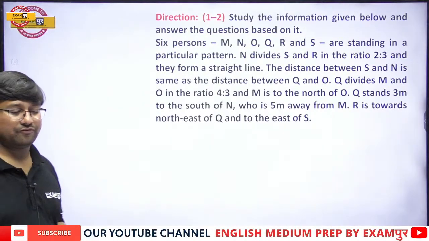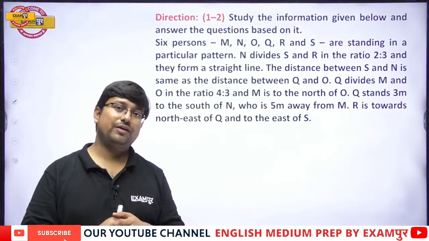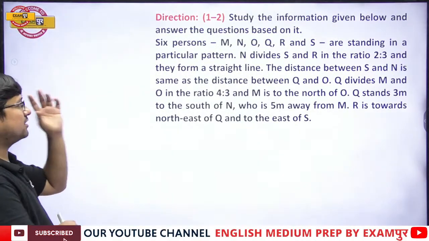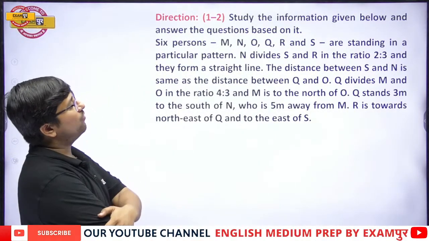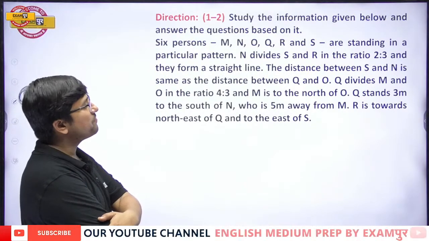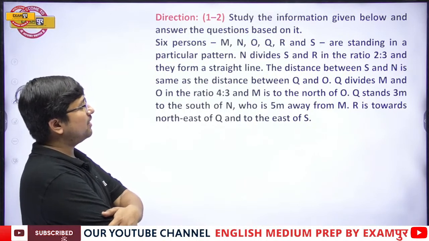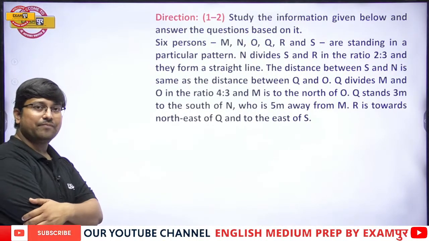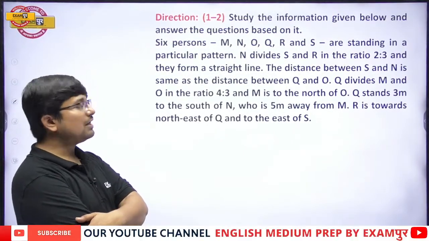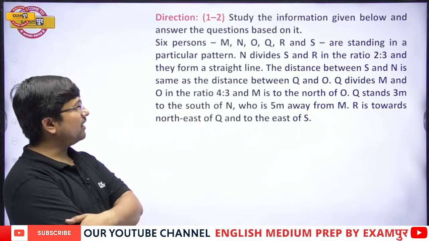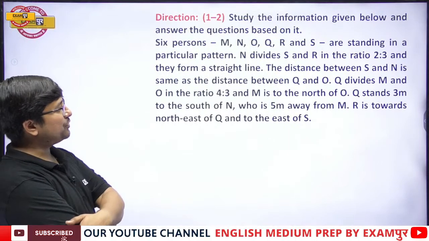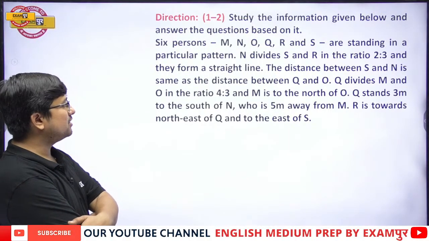Now listen to me very, very carefully. So what is the question trying to say? It says 6 persons M, N, O, Q, R and S are standing in a particular pattern. N divides S and R in the ratio 2:3 and they form a straight line. The distance between S and N is the same as the distance between Q and O.